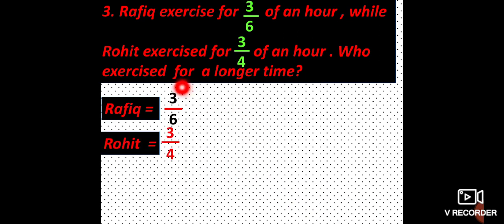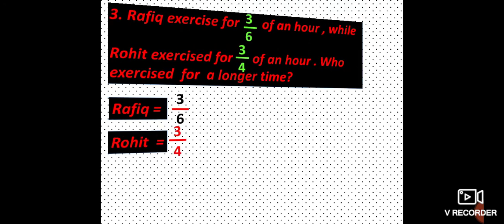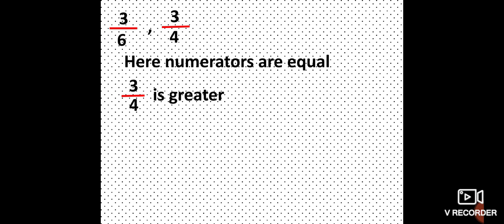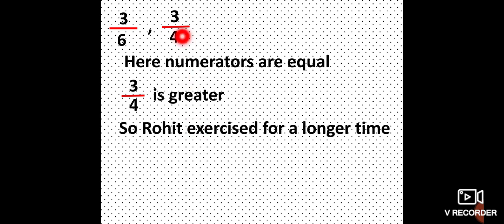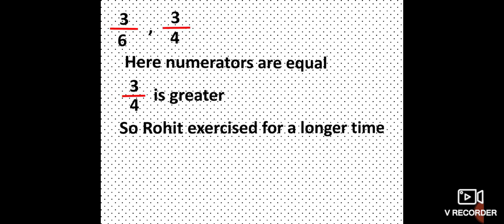Here the numerators are equal. We studied that when numerators are equal, the smaller denominator gives the greater fraction. So 3 by 4 is greater. 3 by 4 belongs to Rohit, and 3 by 6 belongs to Rafik. So Rohit exercised for a longer time.